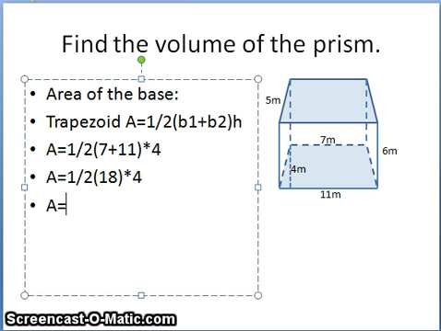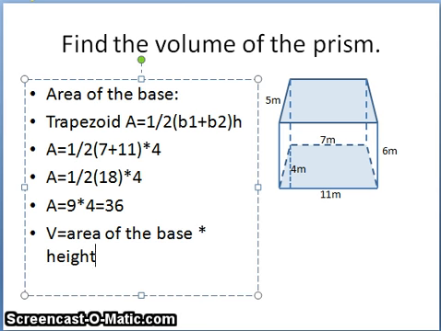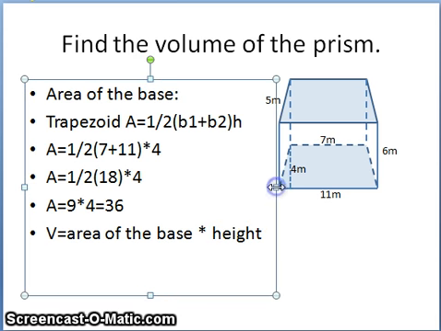Half of 18, so 1/2 times 18 is 9. 9 times 4, which is 36. So the area of the base is 36. So now for the volume, I have to do the area of the base times the height. Let's make that box a little wider so we can see that together.